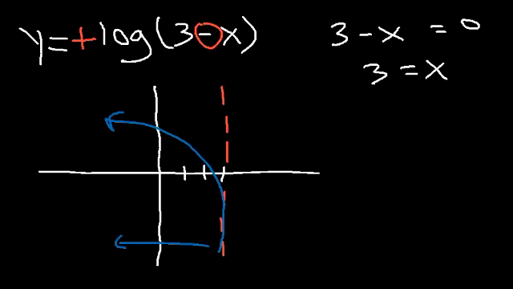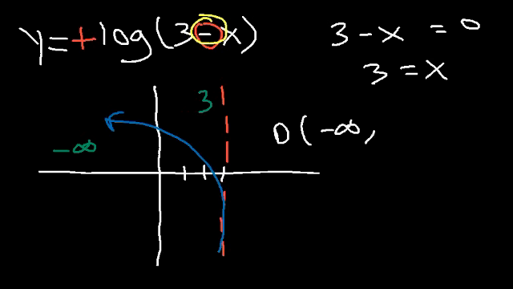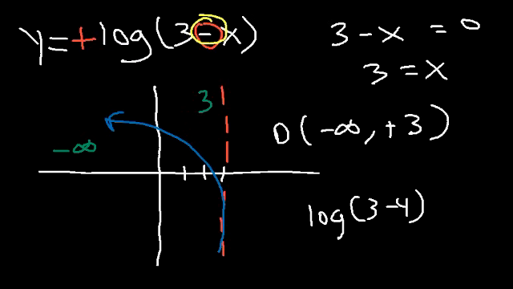So as you can see, it reflects over the vertical asymptote when you have a negative in front of x. So what about the domain? The lowest x value is negative infinity, the highest is 3. So the domain is going to be negative infinity to positive 3. If you plug in 4 or any number beyond 3, you're going to get a negative number. Log negative 1 does not exist. If you type it in your calculator, you're going to get a math error.